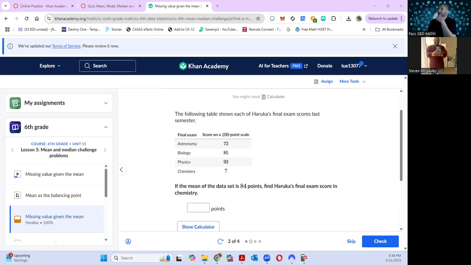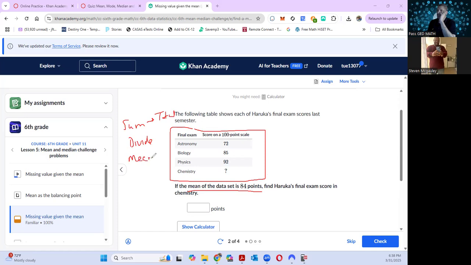So first of all, again, we gotta identify our givens. They give us 4 exams. They give us the mean, which is 84. So if we summed or added up our numbers and then found a total, then we divide it to find our mean. Now we have our mean and we've got to go backwards. So what do we have to do? If we already have our mean, how are we going to get our total?